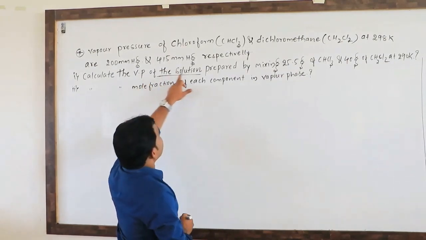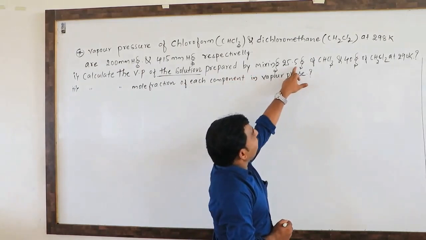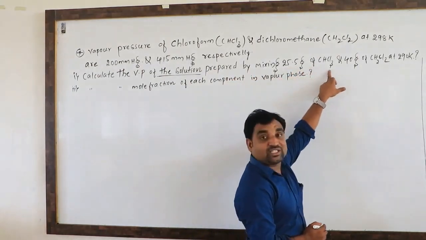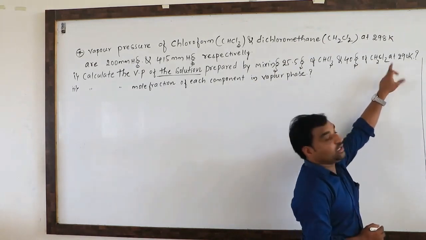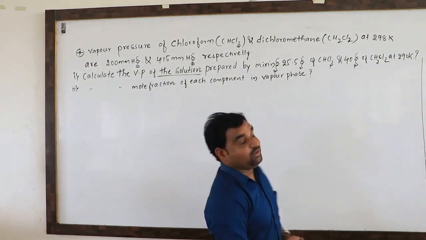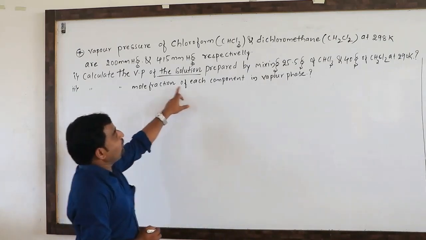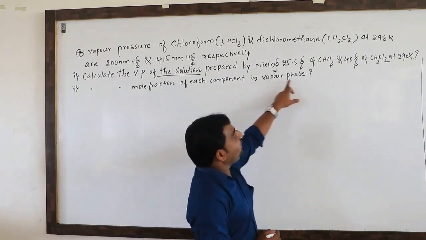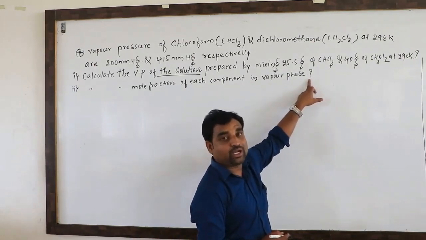Calculate the vapor pressure of a solution prepared by mixing 25.5 gram of CHCl3, chloroform, and 40 gram of CH2Cl2 at 298 Kelvin. The second question is: calculate the mole fraction of each component in the vapor phase. This is very important. Vapor phase means we have to calculate Y1 and Y2.